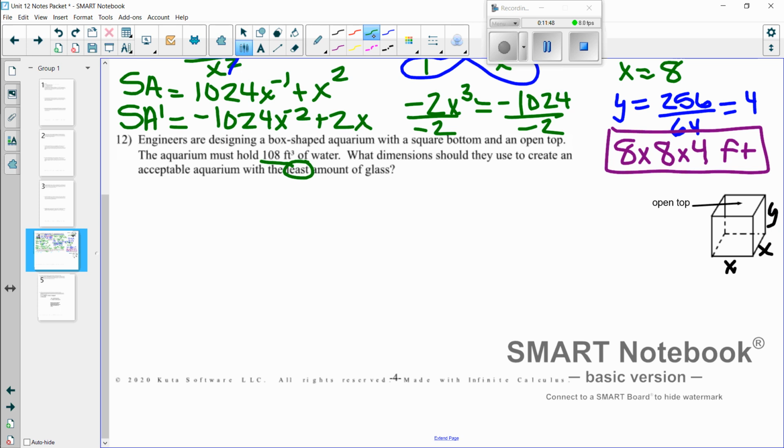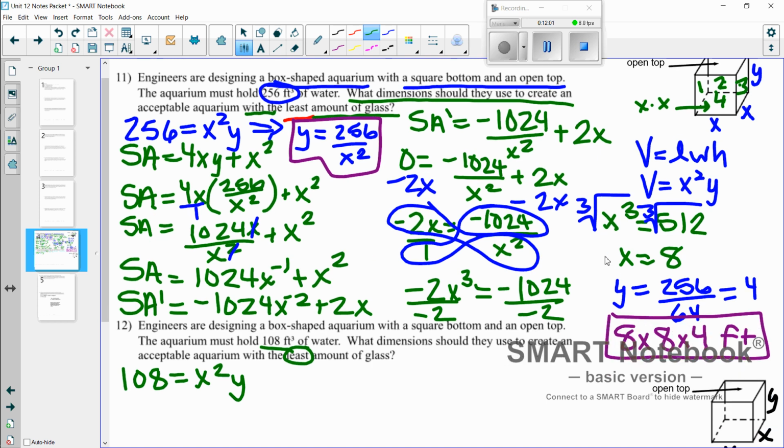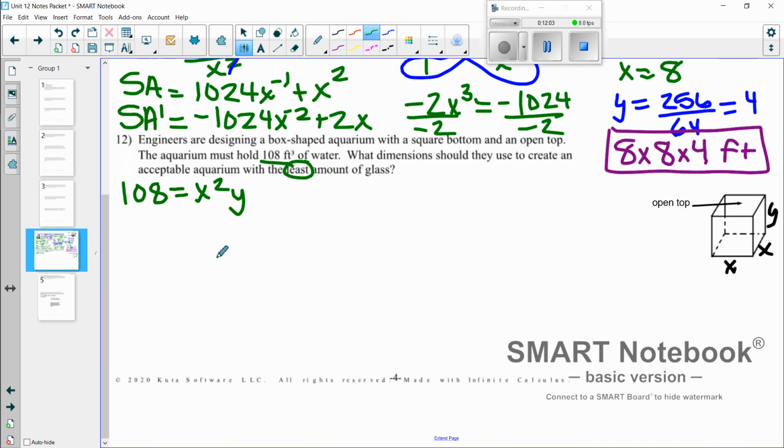So let's do this. Let's write our known and our unknown. Our known is the volume, 108 equals x squared times y. Okay, I'm not going to spend too much time on the explanation there because we did it up here. Same volume. Our surface area is the same as well. So surface area is going to be those 4 faces of x and y, plus that last 5th face, or the bottom, which is the square bottom, x times x, or x squared.